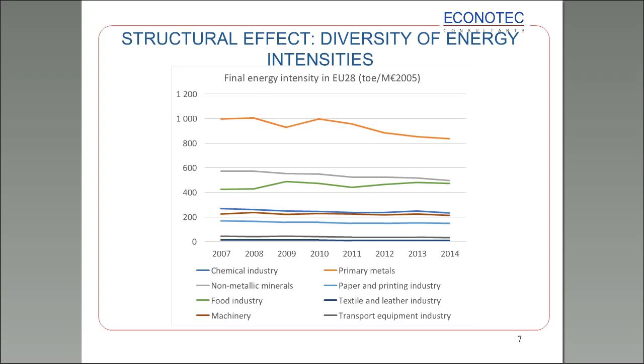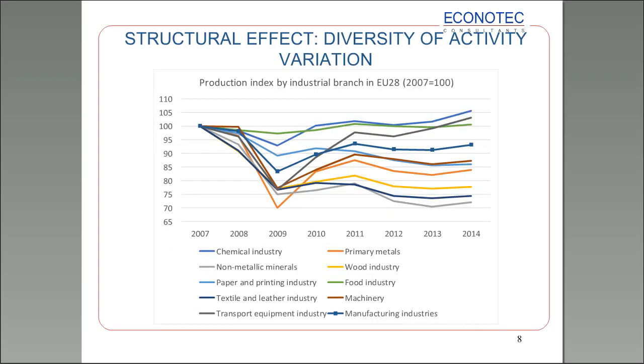Now, about the diversity of energy intensities, you see here clearly that there is a very big diversity, with primary metals having an energy intensity which is maybe 100 times that of textile and leather, and the other sectors being in between. So the first condition is met. The second condition is the diversity of activity variation. We see here that there is indeed a diversity of variation in activity.